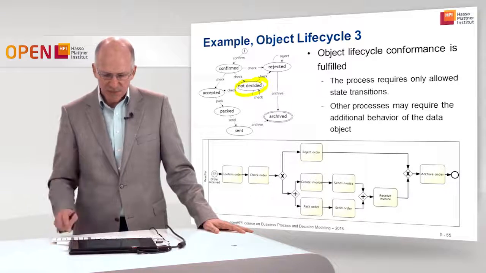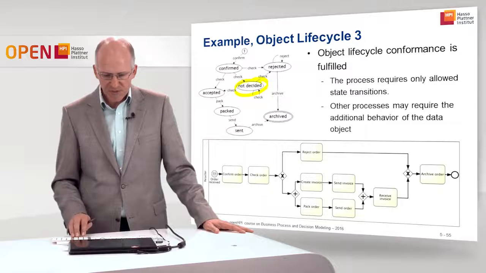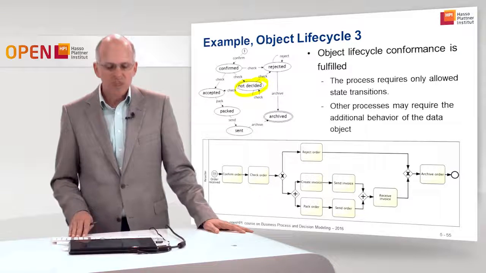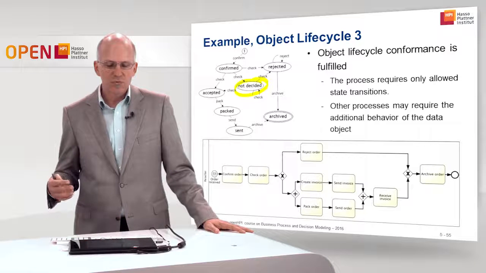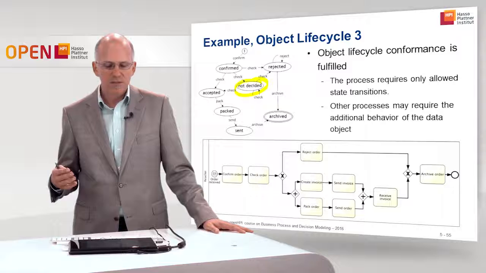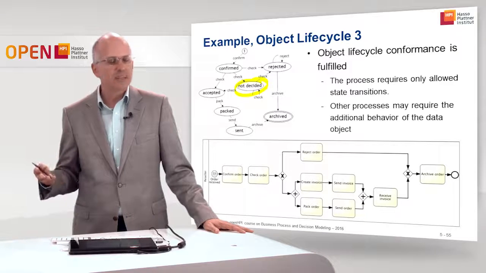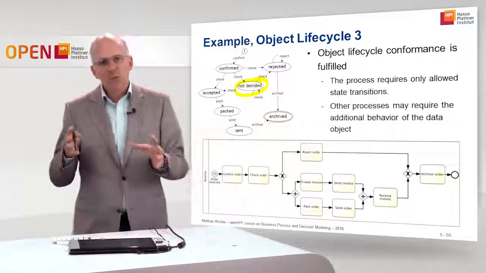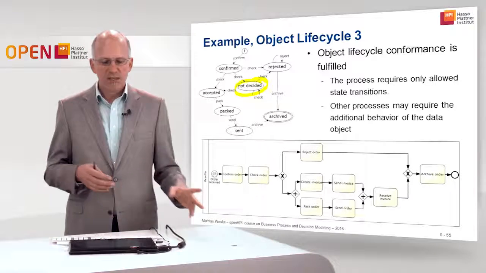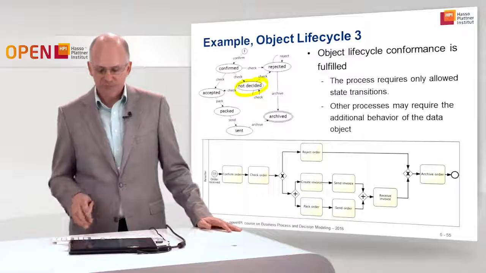Other processes may require the additional behavior of the data object. So this additional data object might be required by other processes that do whatever additional checks once that is not decided. And the idea is, of course, that data objects are not attached to only one business process, but they can be used by many different business processes.